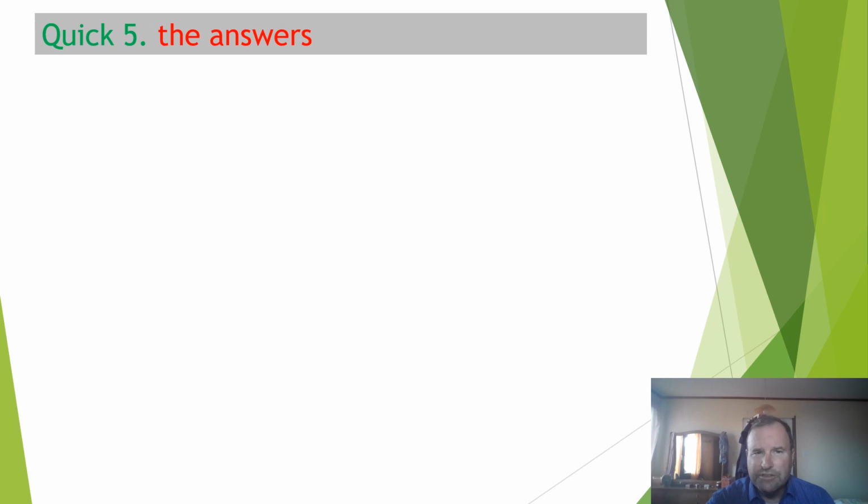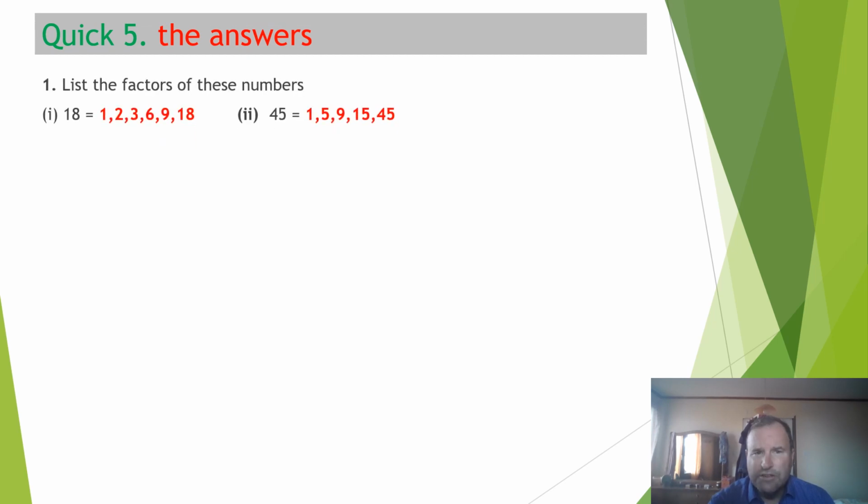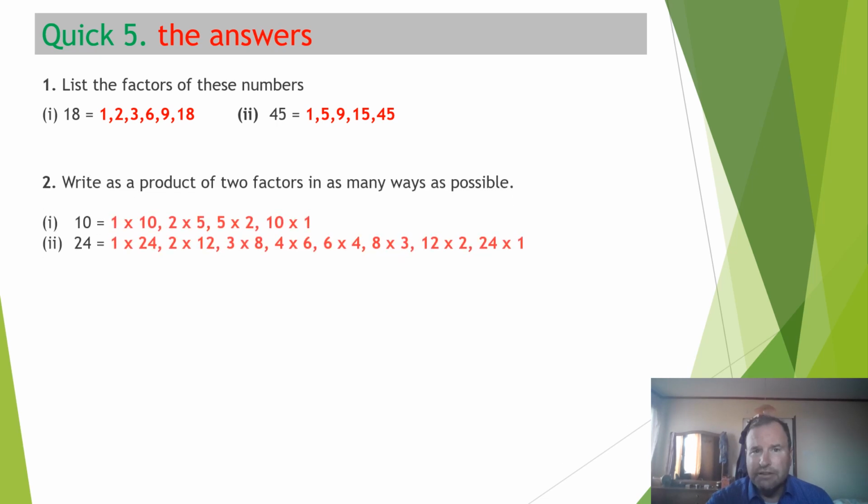So here are the answers coming. I hope you spent time pausing and going through that. Here are the answers now. Question 1, list all the factors of these. 18 is 1, 2, 3, 6, 9, and 18. Well done if you got that correct. 45 is 1, 3, 5, 9, 15, and 45.